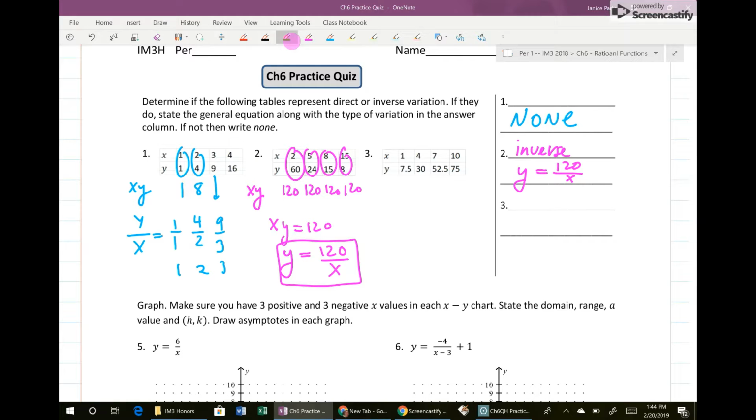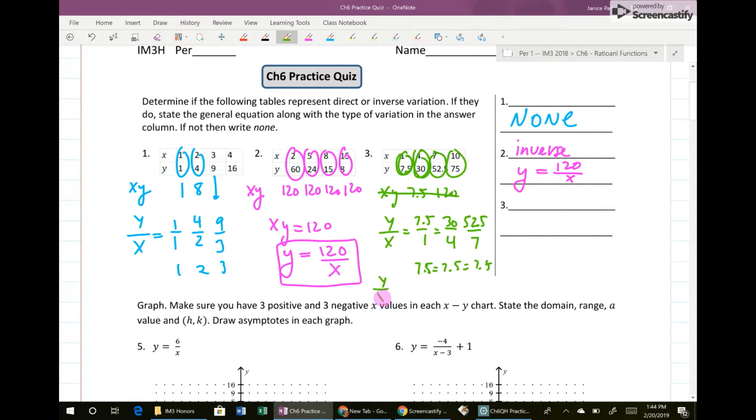For the next problem, if I multiply x times y together, I get 7.5, then I get 120. So it's not x times y. So if I do y over x, then for the first row, I get 7.5 over 1. For the next one, I get 30 over 4. The next one, I get 52.5 over 7. And if you reduce these, they all equal 7.5. Same thing with the last one. So that means that y over x is equal to 7.5.